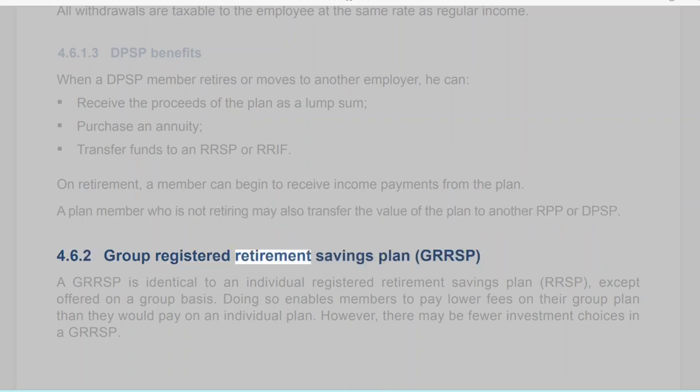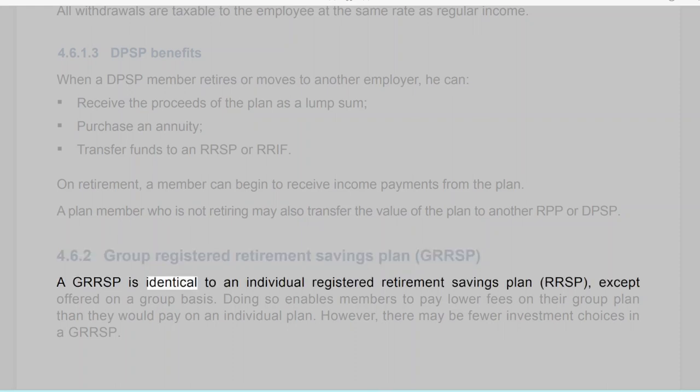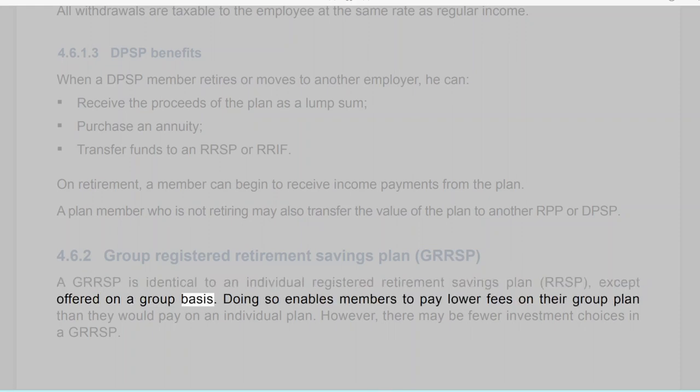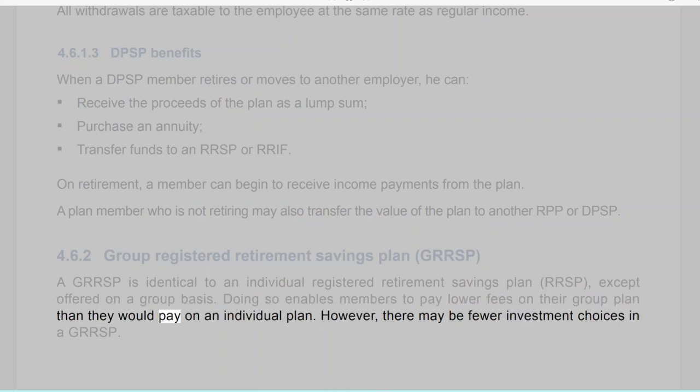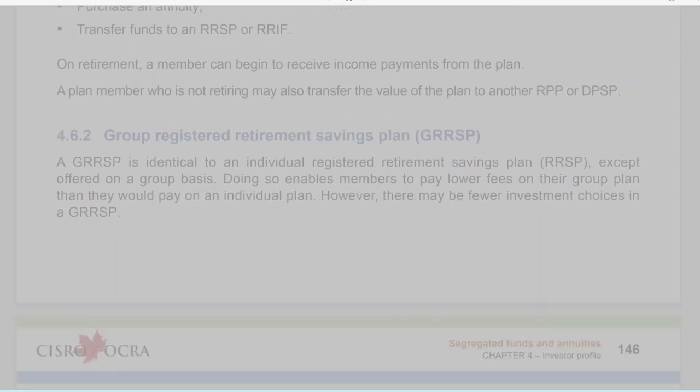4.6.2 Group Registered Retirement Savings Plan, GRRSP. A GRRSP is identical to an Individual Registered Retirement Savings Plan, RRSP, except offered on a group basis. Doing so enables members to pay lower fees on their group plan than they would pay on an individual plan. However, there may be fewer investment choices in a GRRSP.